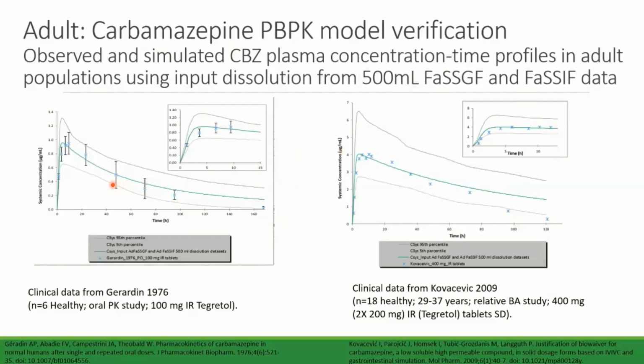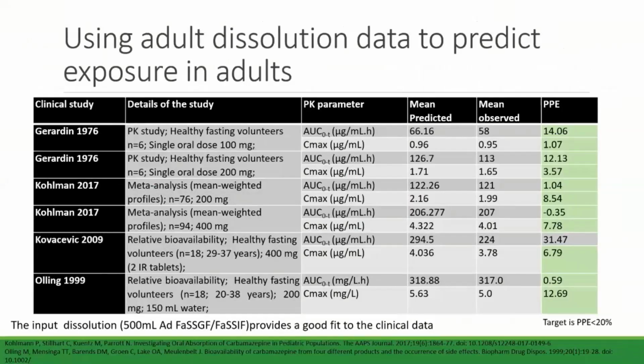So here is some of the data. The blue crosses are showing clinical data we got from the literature here in adults. And the simulated line, the green line that lies behind, we have integrated our dissolution data using the 500 millilitre volumes of our adult simulated gastric and simulated intestinal fluid. And what we can see here is actually the simulation is really nicely overlaying the clinical data in 2 different studies. This gave me some confidence the modelling was good. We then integrated various other data that we could get from the literature here.